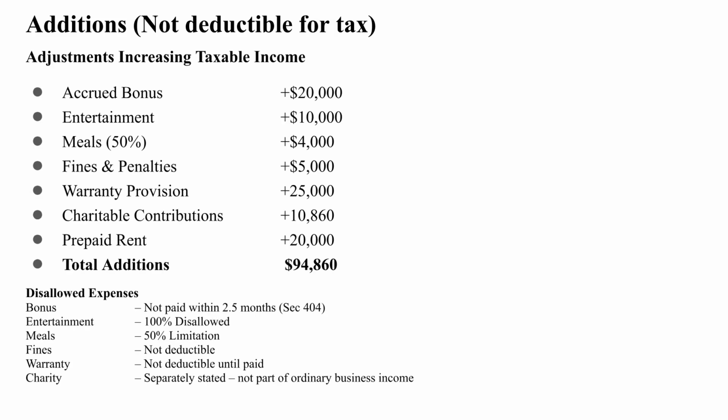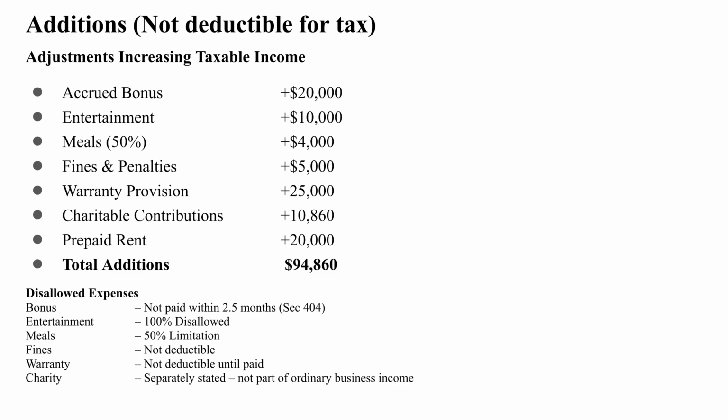These are expenses recorded in books but not fully deductible for tax purposes, so we add them back to book income. For example, entertainment expenses are fully disallowed for tax. Meals are only 50% deductible. Fines and penalties are also not allowed as deductions. These need to be added back.